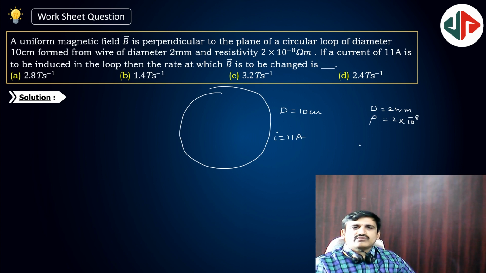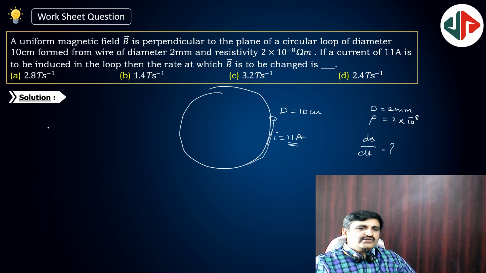So dB by dt is equal... Okay, this wire only, the diameter 2 mm and resistivity this one. So this wire only, not a thin wire, it's a thick wire. dB by dt is equal to how much, to have this much of induced current I?